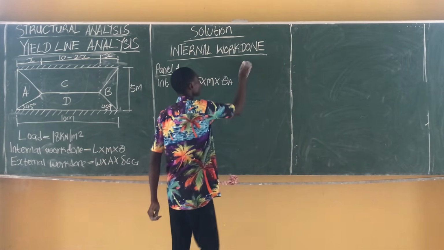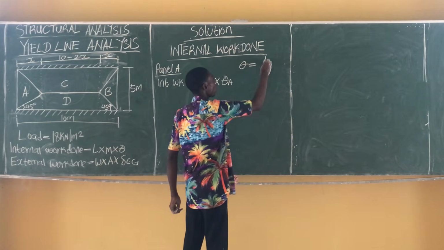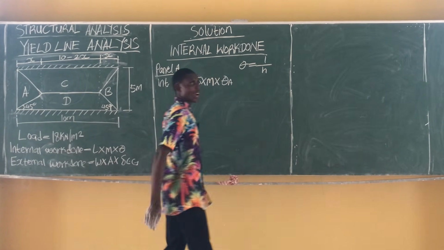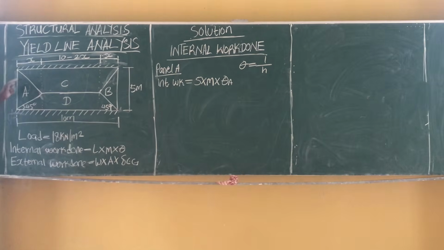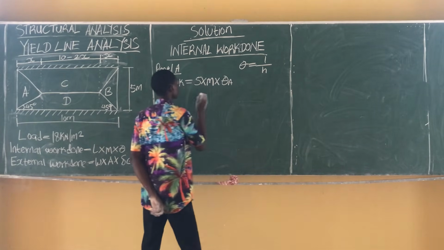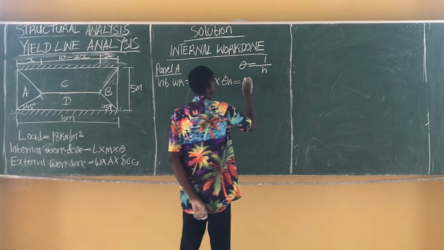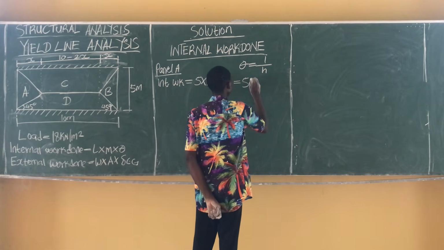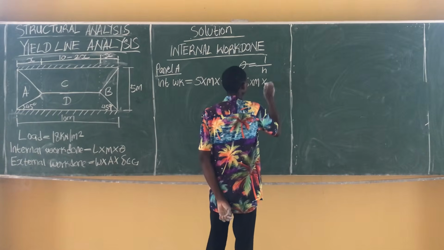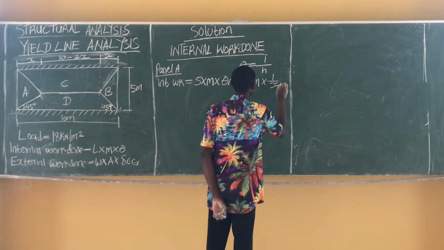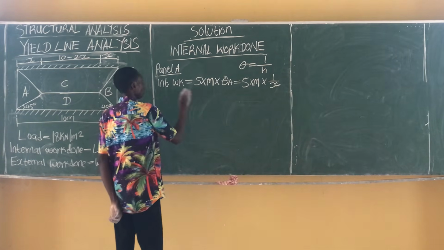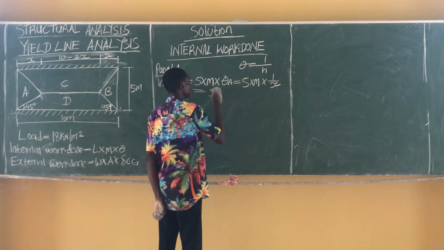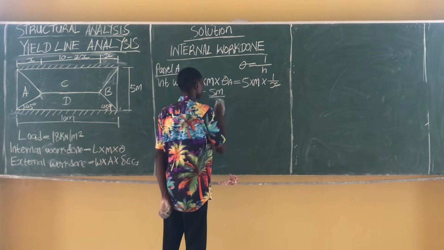Remember that our theta is always equal to 1 over the perpendicular height. If this is the base, which is the length we are considering, the perpendicular height is this. And we don't know that yet, so we consider it to be X. So this is going to be equal to 5 times M times 1 over X. Hence this is equal to 5M over X.